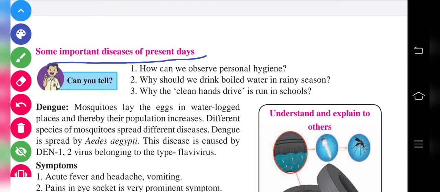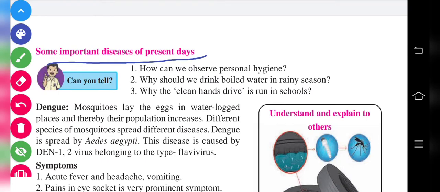How can we maintain personal hygiene? Why should we drink boiled water in the rainy season? Why should we keep our hands clean in school? These are some questions arising from you, and it will be very important for you.